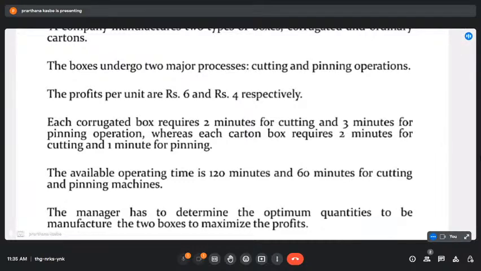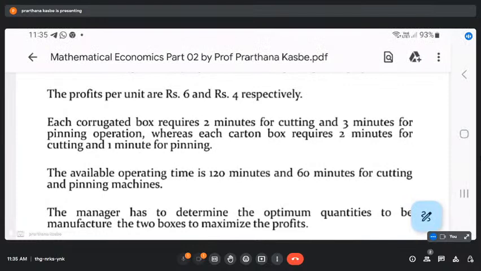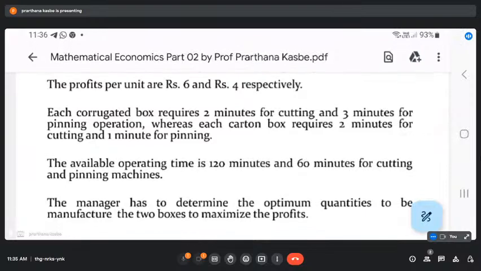The profit per unit are ₹6, ₹4 respectively. म्हणजे तुम्हाला लक्षात आलं पाहिजे प्रॉफिट पर युनिट ₹6 याचाच अर्थ काय आहे? पहिलं तुमचा जो P1 आहे तो आहे 6 आणि P2 काय आहे? 4. Each corrugated box requires 2 minutes for cutting and 3 minutes for pinning the operation. टाइम ड्युरेशन दिलेला आहे पहिल्यांदा 2 मिनिटांचा कटिंगसाठी आणि 3 मिनिटांचा पिनिंगसाठी. Whereas each carton box requires 2 minutes for cutting and 1 minute for pinning.